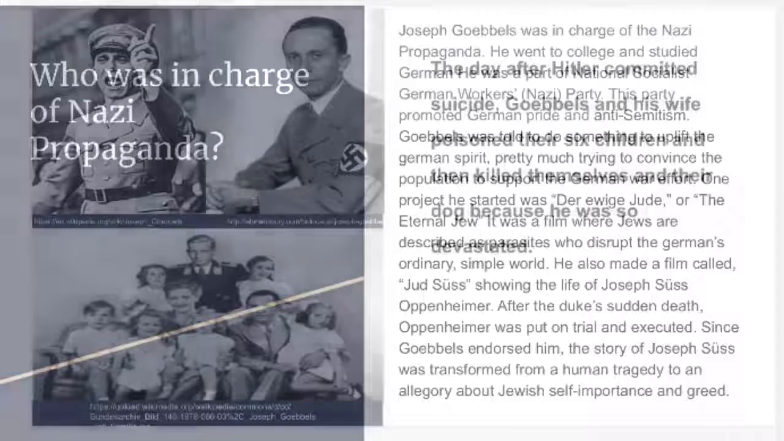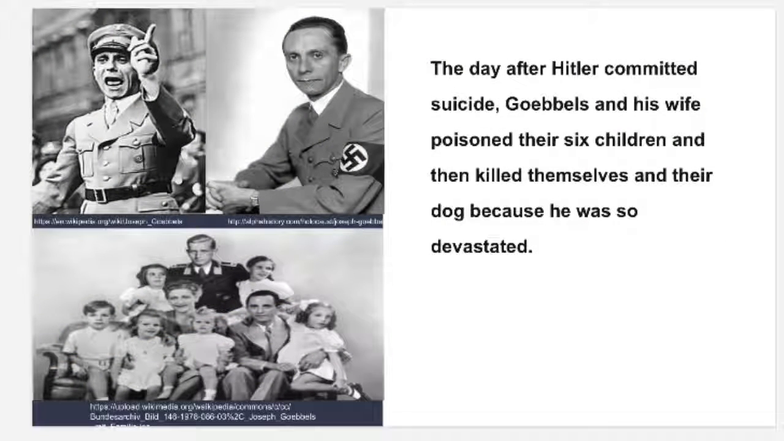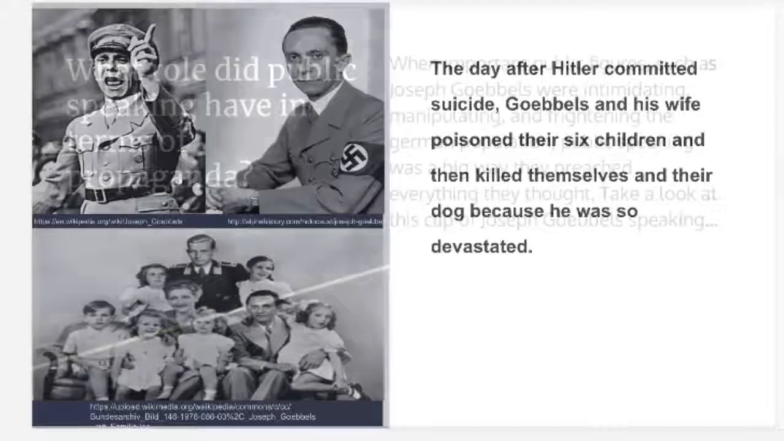The day after Hitler committed suicide, Goebbels and his wife poisoned their 6 children and then killed themselves and their dog because he was so devastated.